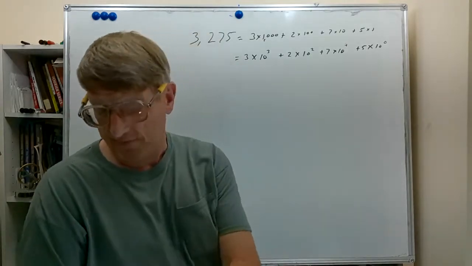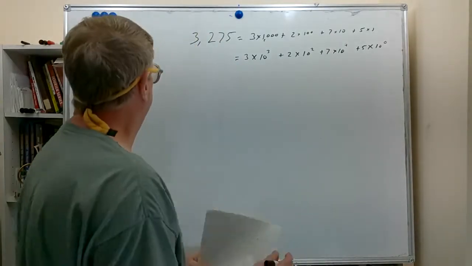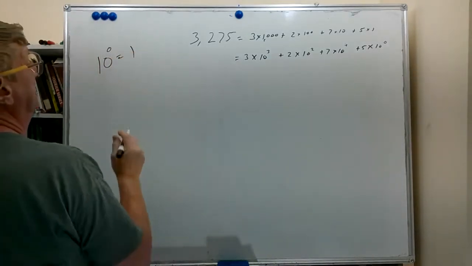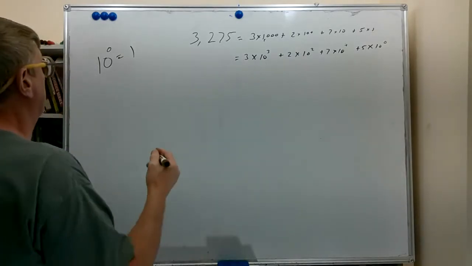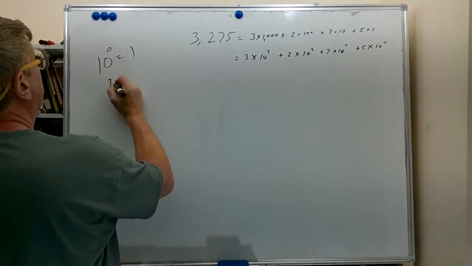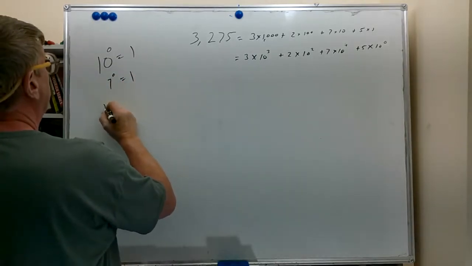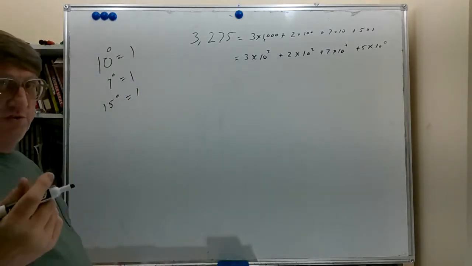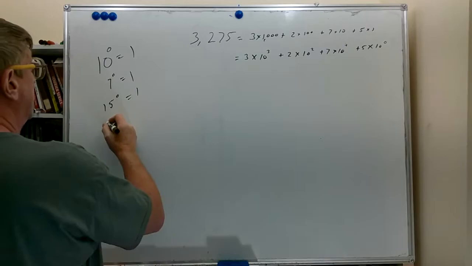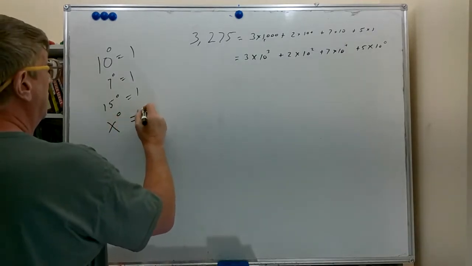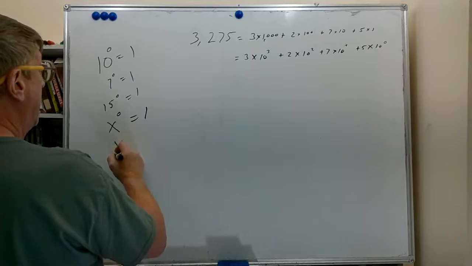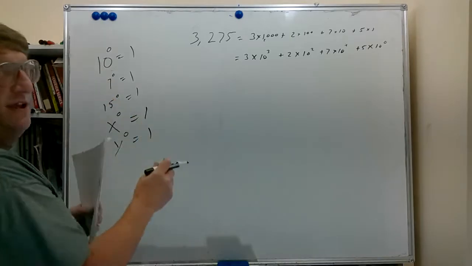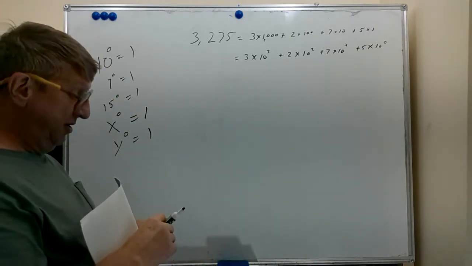And we have an important concept that we need to remember. 10 to the 0 power equals 1. As a matter of fact, any number to the 0 power equals 1. 7 to the 0 power would equal 1. 15 to the 0 power would equal 1. And if you were using variables, which you might be doing at some point, x to the 0 power equals 1. Y to the 0 power equals 1. So that's an important thing to remember, that raising a number to the 0 power gives you a result of 1.